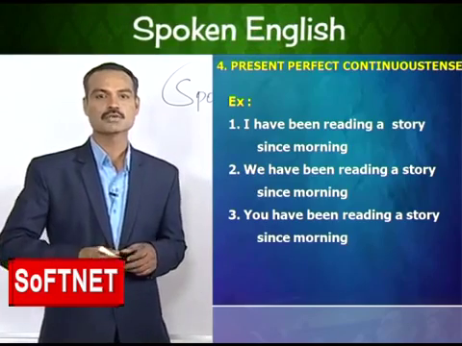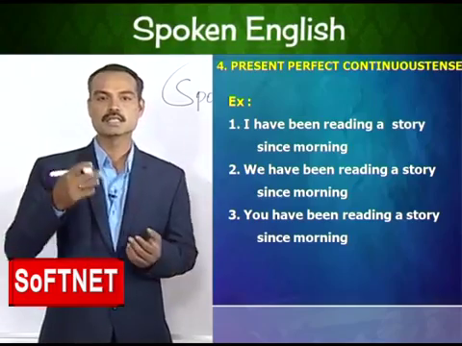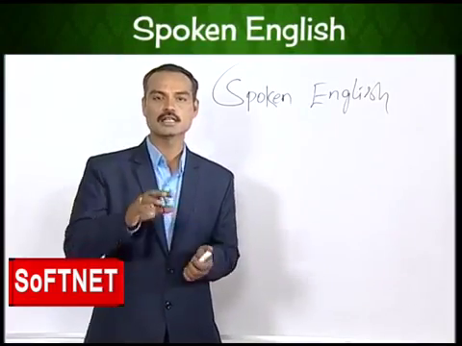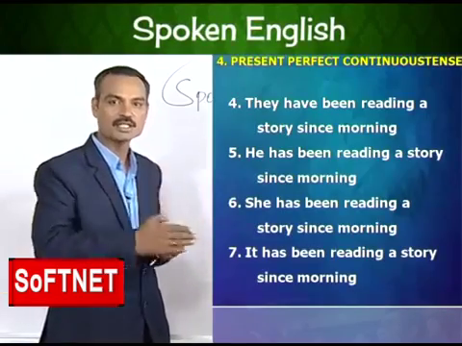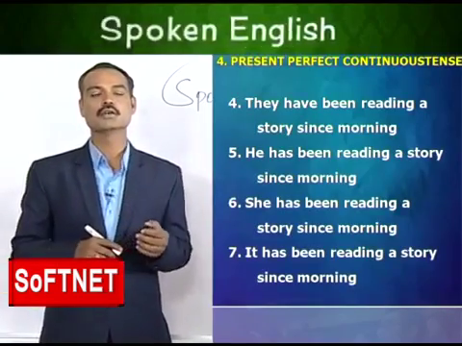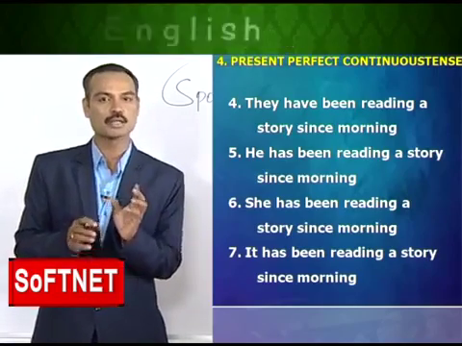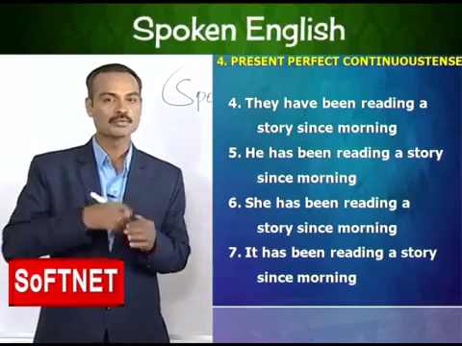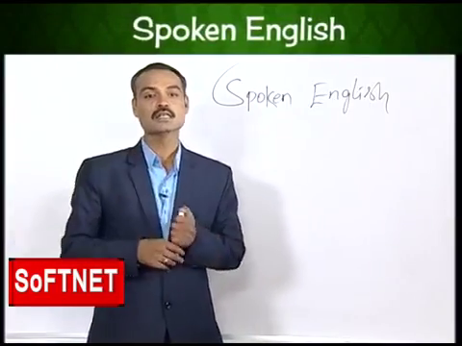Okay. Next, you can take any girl name. For example, Gautami. Gautami has been reading a story. You can take any name. You can take kids' names like, for example, Anjali. Anjali has been or have been? Anjali has been reading a story since morning. Okay. Hasini. Hasini has been reading a story. For example, let's take two names, Anjali and Hasini. Plural, no? Anjali and Hasini have been reading a story since morning, like that.